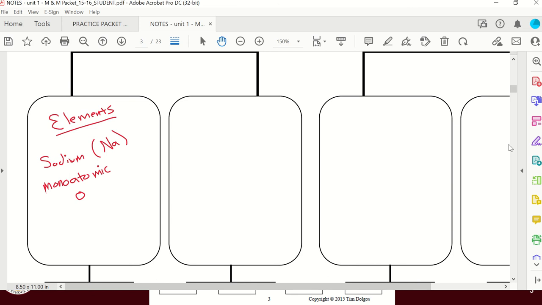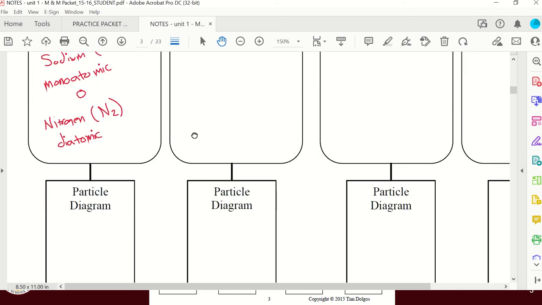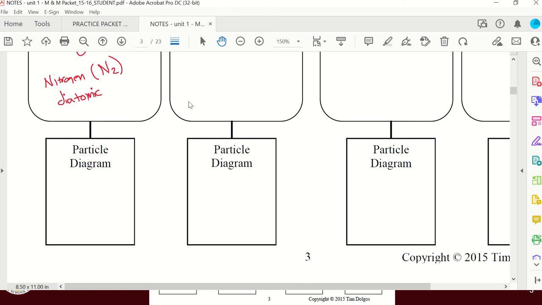Another type of element is nitrogen, the most common gas in our atmosphere. Nitrogen's symbol is N2. And because there's 2 atoms in that element, it's called diatomic. All right, let's draw what a particle diagram of, let's say, nitrogen gas would look like. The nitrogen gas would be a diatomic element, so you'll see these 2 atoms connected together, bonded, floating around as a gas throughout the container. And that's what this box represents.